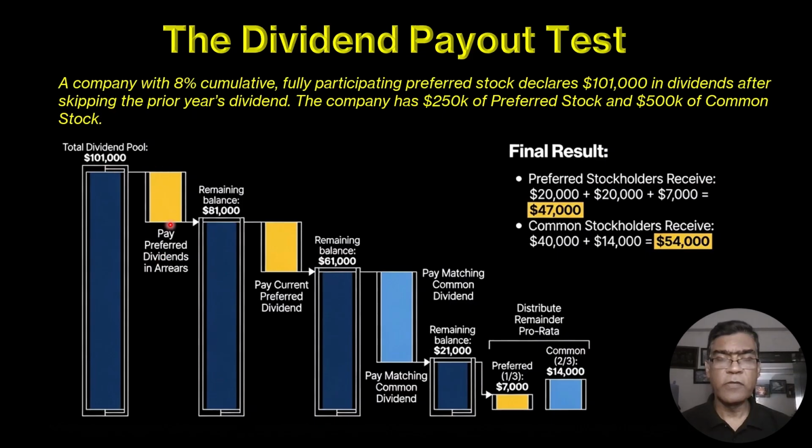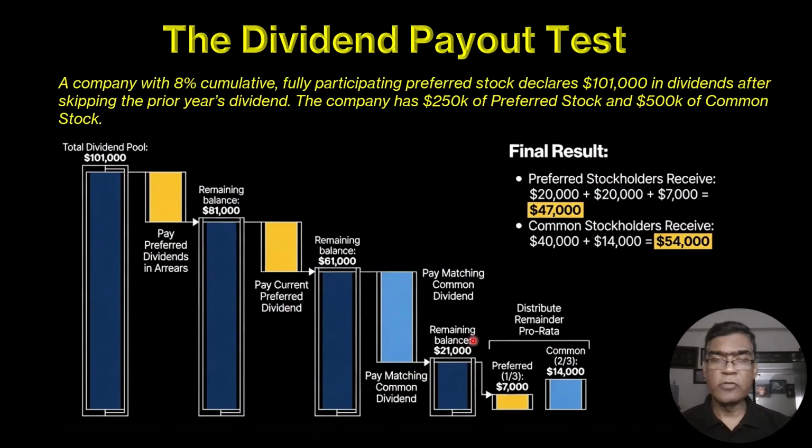Subtract 20,000 for the prior year, then it comes to 81,000. Then the current year dividend, again a similar amount, 8% of 250K, 20,000. So after 20,000 it comes to 61,000. So we see the preferred shareholders get 20 plus 20, 40,000. So here is the matching. We need to pay 40,000 to the common stockholders first. So from 61 we pay 40,000 to the common stockholders. Then 21,000 is the excess after matching both groups, preferred and common.